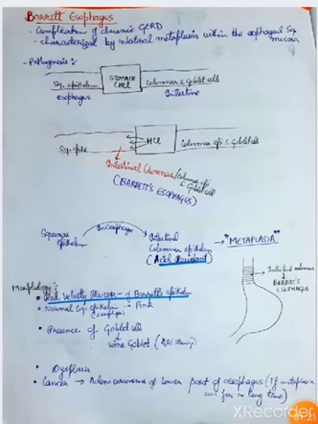Further, we will start with Barrett's esophagus, a very important question. It's a complication of chronic GERD. GERD means gastroesophageal reflux disease. Now, it is characterized by intestinal metaplasia. This word is really important.